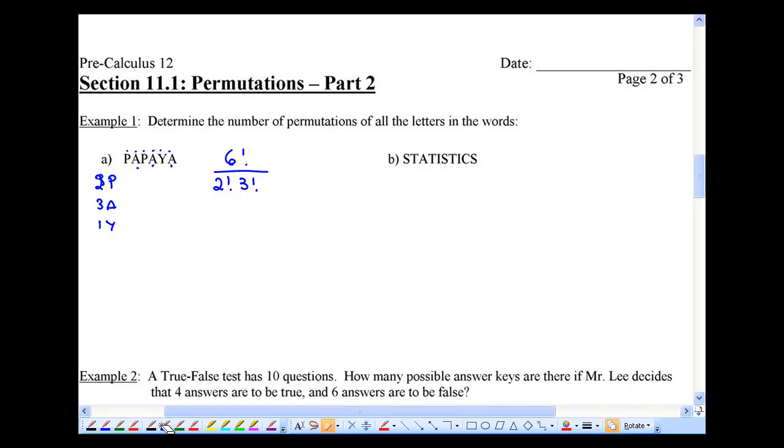So 6 factorial, I'm going to have to evaluate 6 times 5 times 4 times 3 times 2 times 1, which is just 3 factorial. So that's nice because it cancels out. 2 factorial is just 2, so how about 6 times 5 times 2? So that's just 60 ways.